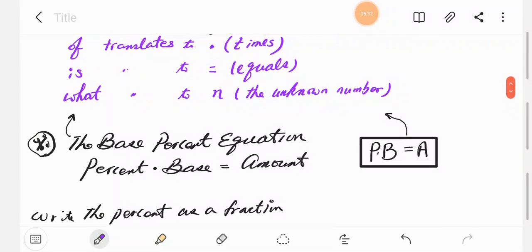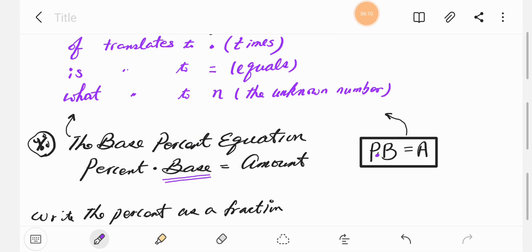So something like this: 7.5% of 40 is the number of shaded squares. That's the amount. So P B equals A. Percent of the base: the percentage is taken from the base. So the percentage times the base should be the amount of the percentage.